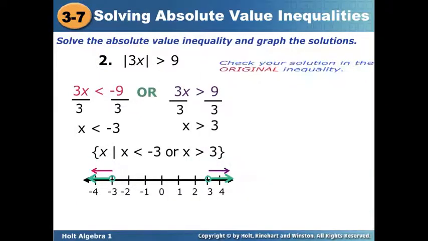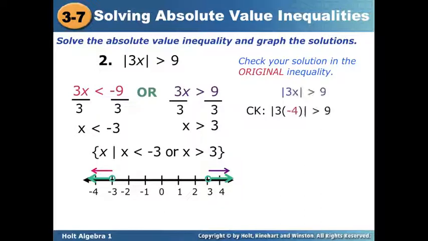Because we have two areas on the number line that are shaded, you'll need 2 checks. Again, always remember to check in the original problem. So negative 4 is one of the values we will check. 3 times negative 4 gives us negative 12. When you take the absolute value, that gives us a positive 12, which is greater than 9, which is true.